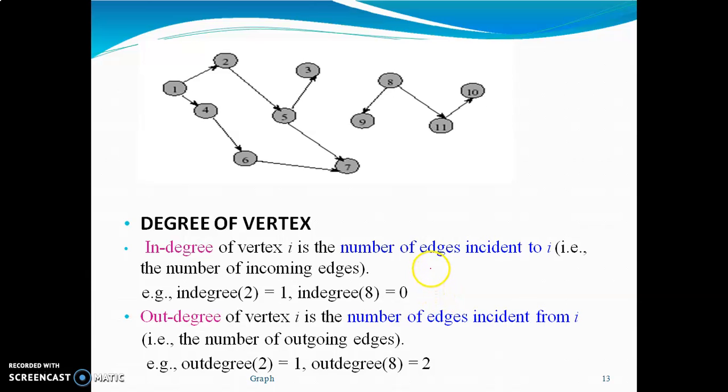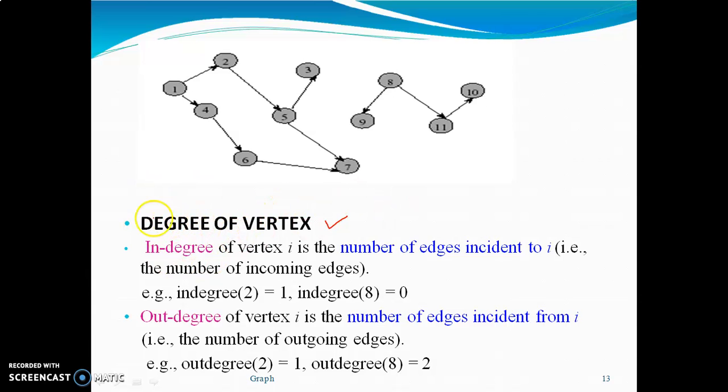Next, degree of a vertex. The number of edges which are coming out of the vertex and the number of edges which are reaching the vertex is called the degree of the vertex. But in the undirected graph, the edges reaching and going out are counted the same, because there is no direction in that. There is only one degree of a vertex. There is no in degree and out degree.